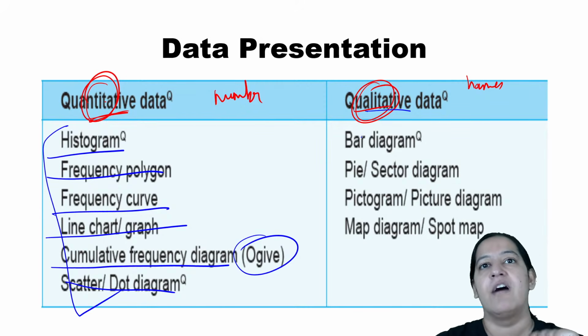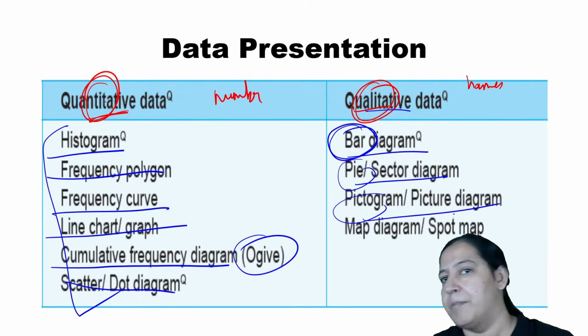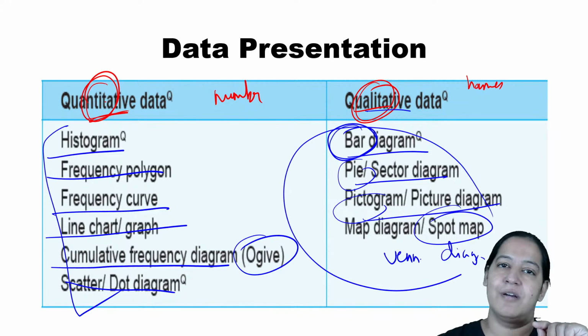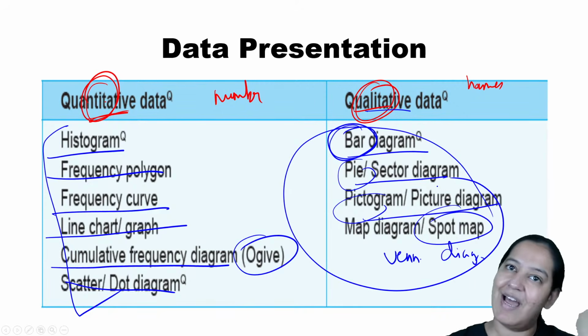For qualitative data, we have bar diagram, we have pie sector, we have pictogram, and we have spot maps. We have Venn diagrams also. Write Venn diagrams here. These are for qualitative data. Please enumerate it. First learn which of these is quantitative and which is qualitative. Then I will explain you one by one.